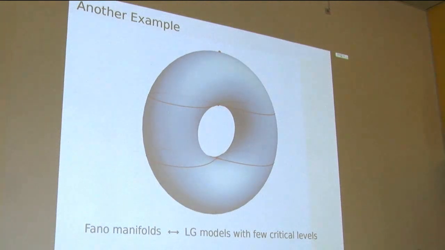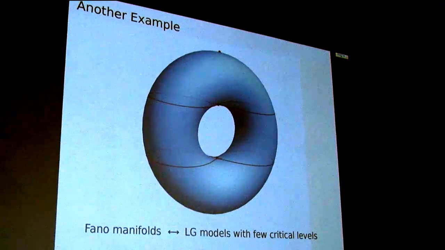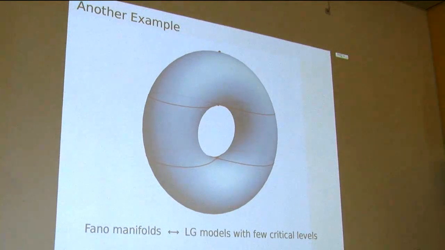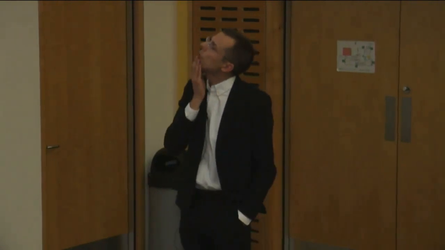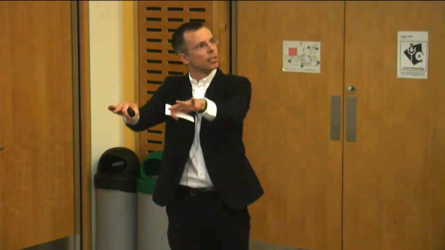So the thing we first started with definitely wasn't the mirror partner of a Fano manifold, because it had all of these unnecessary mountains. And so we've gotten ourselves down to 4 critical levels. Let's try and do better. So let me try just wobbling this a bit. If I just tip it over, it's still got 4.